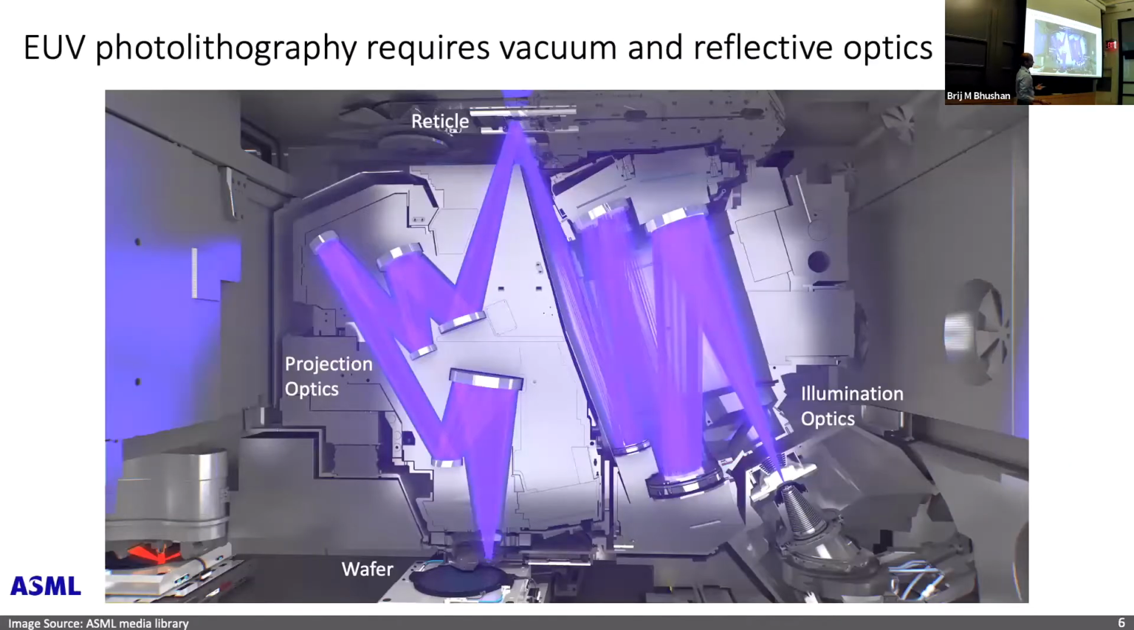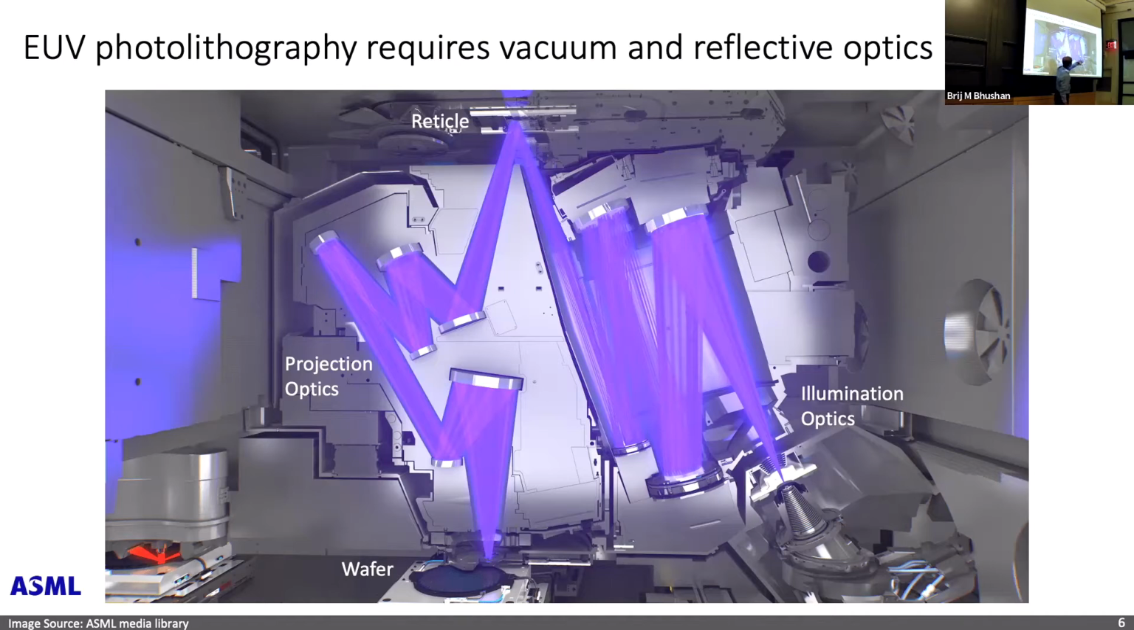So as I mentioned, we are moving into extreme ultraviolet lithography, 13.5 nanometer wavelength of light. And at that wavelength, even air absorbs that radiation. And therefore, we have to operate this machine in vacuum and use reflective optics, which further exacerbates the particle generation problem. Every time we have to print a new layer, so the reticle is up there.